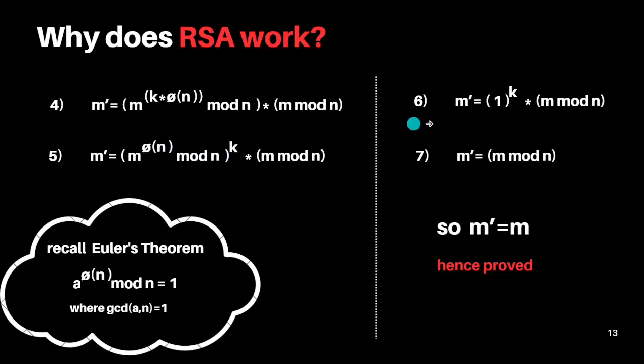So in the sixth step we can see 1 power k into m mod n, which we can write as m mod n. So m mod n is nothing but equal to m. So m dash equals m, hence proved. By looking at all these steps, we proved that m dash is always equal to m. So we can say that RSA works for any example.